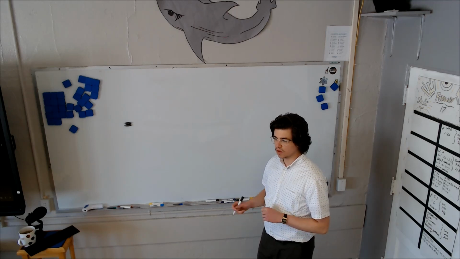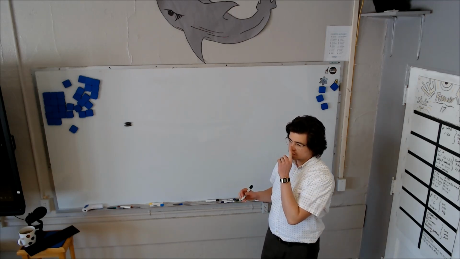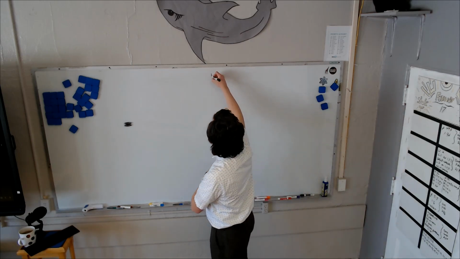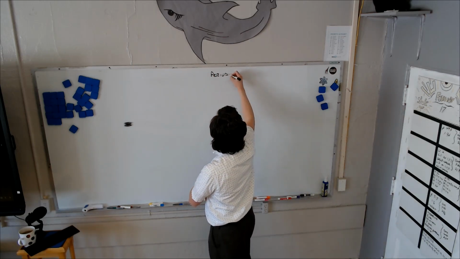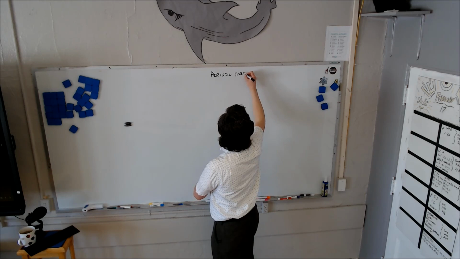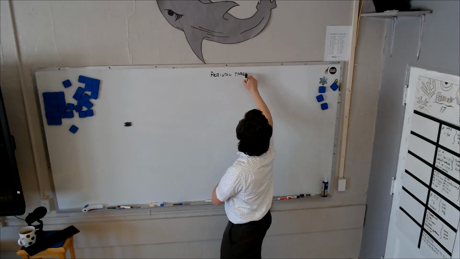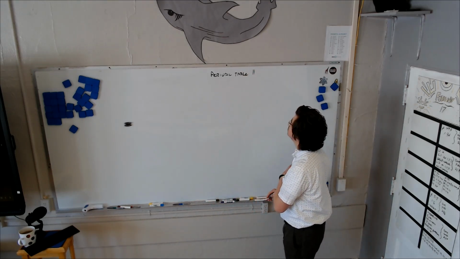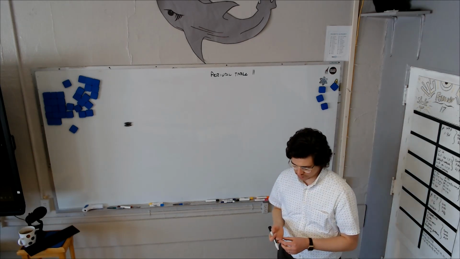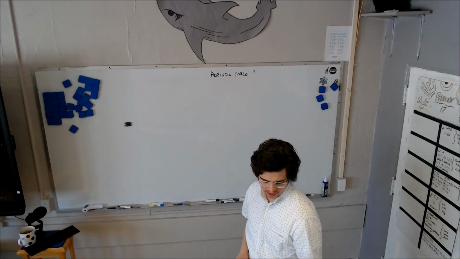Physical science time. We're going to talk about the periodic table still. I'm going to call this periodic table, oops, let's spell it right at least, table 2. Right, because this is the second time we're talking about it. We ran out of time yesterday.